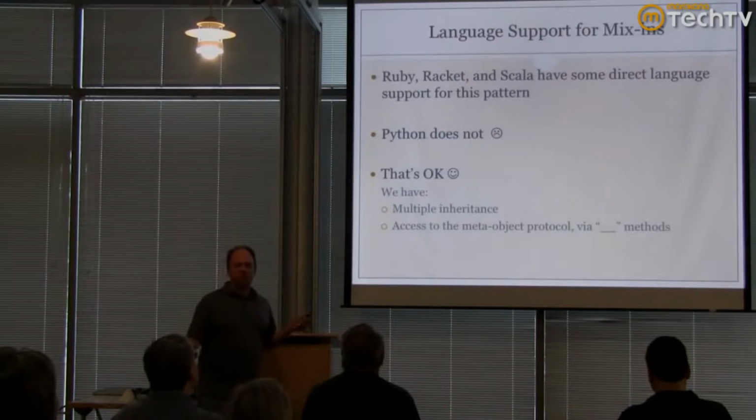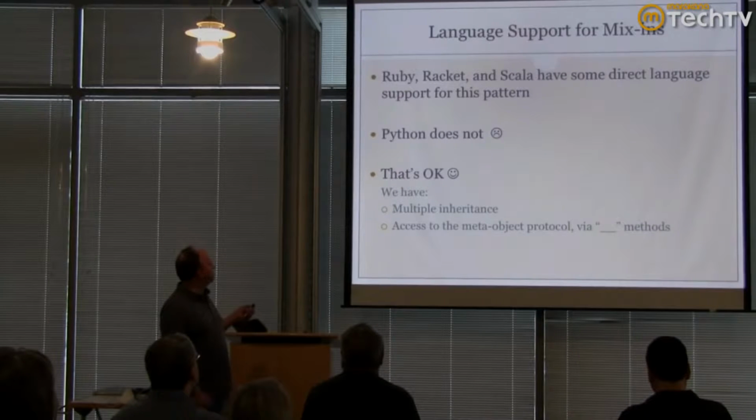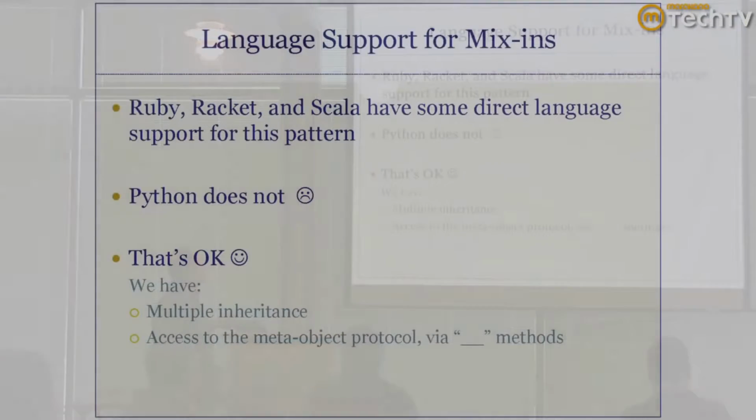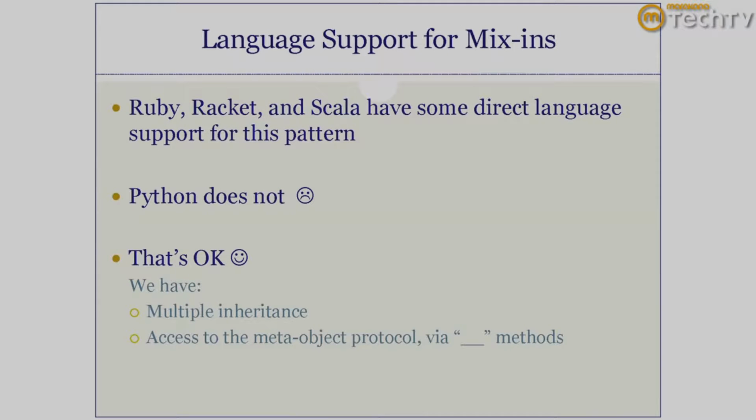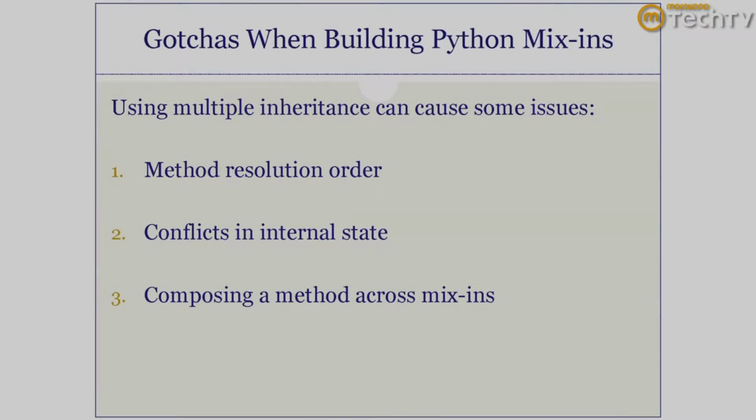So what kind of language support is there for mixins? In some other languages, they do have direct language support. Python does not, but that's okay because we have multiple inheritance and direct access to the meta object protocol. So we can do all kinds of things that will allow us to implement various mixin styles. You're typically going to use multiple inheritance to implement these mixins, and this can cause some issues. The first one is method resolution order. The second is conflicts with internal state between the classes. And the third is being able to compose methods across mixins.